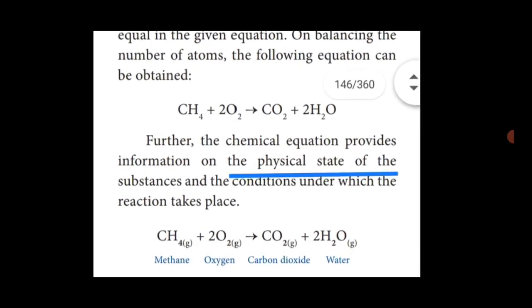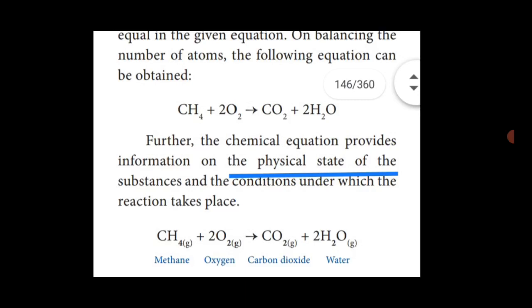CH4. At the reactant side, oxygen is present as 2 moles, 2 into 2, 4 oxygen atoms present on the reactant side. That is the left side of the arrow mark. And on the right side of the arrow mark, carbon dioxide contains 2 oxygen atoms and water contains 2 oxygen atoms. So this is the correct balanced equation.